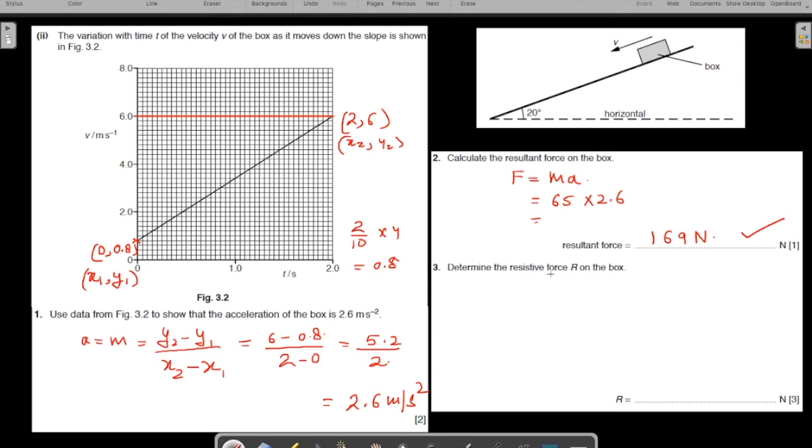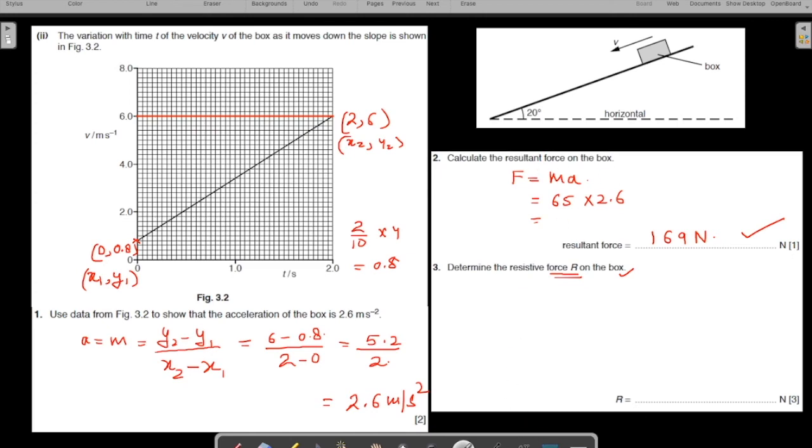Determine the resistive force R on the box. Resistive force. How do you find the resistive force? You know the resultant force, right? One of the forces, the final forces you have calculated. Now you have to find the resistive force. Let us find the resultant force, in terms of all the forces acting on the box here.